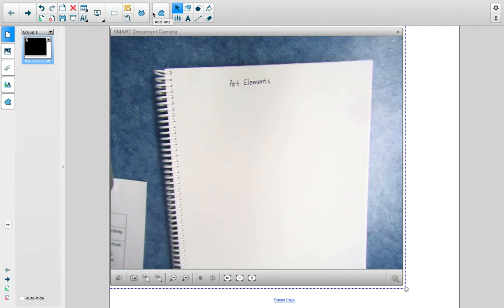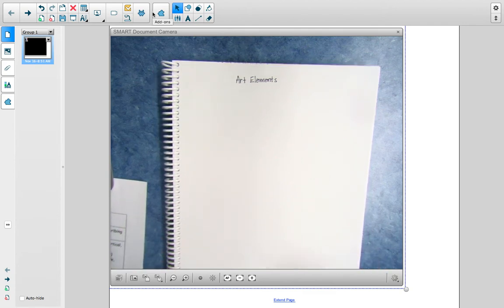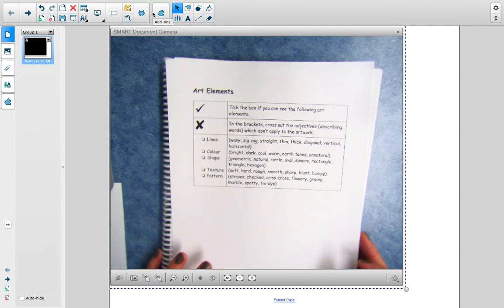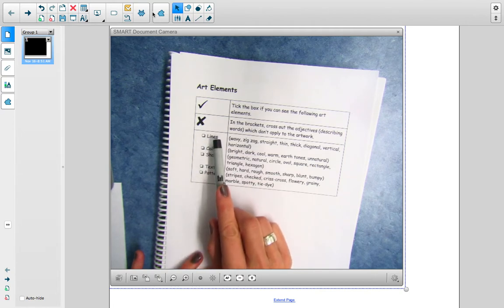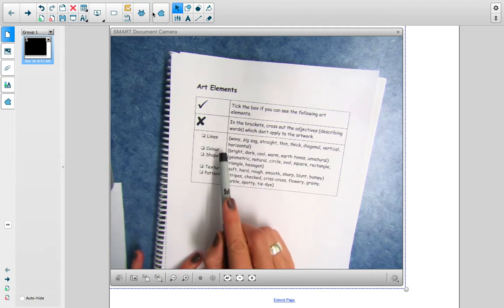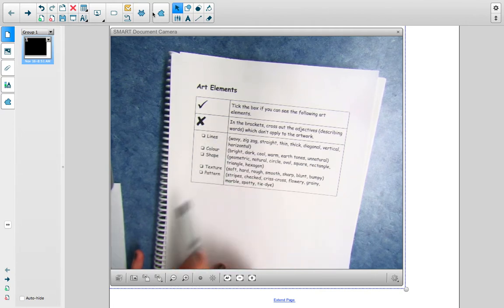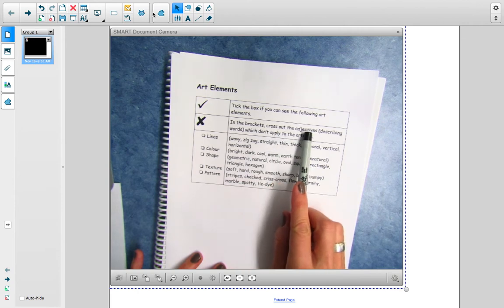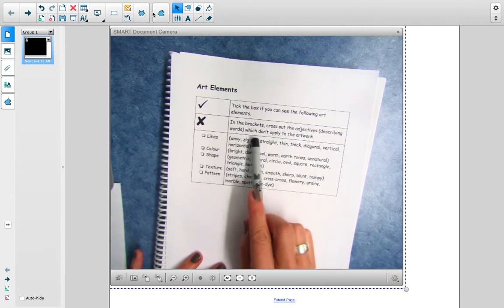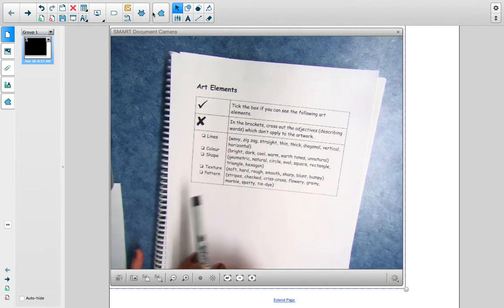So we're going to look at the art elements that you're going to be using when you look at the Rangoli art. So here's the list that you're going to be using. It says, tick the box if you can see the following art elements. And here they are. There's lines, color, shape, texture, and pattern. And then in the brackets, cross out the adjectives or describing words which don't apply to the artwork.